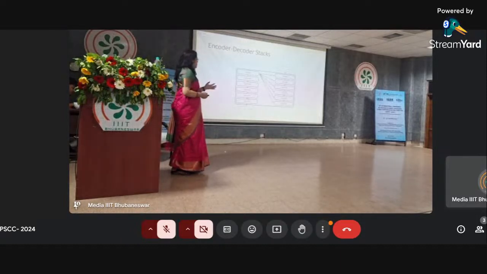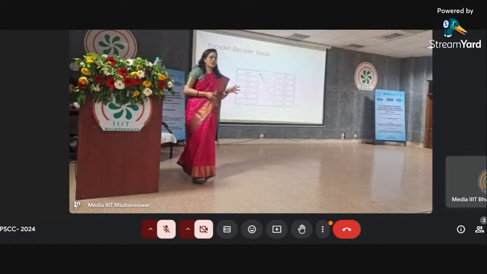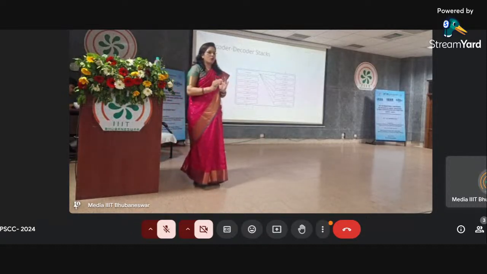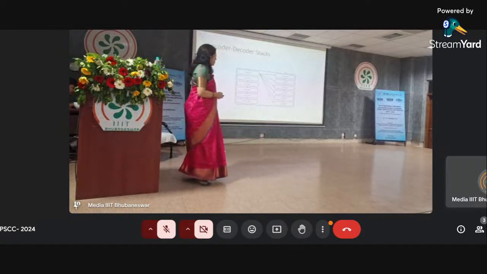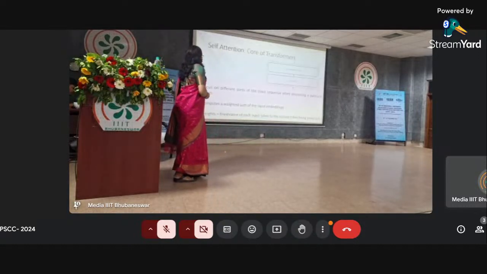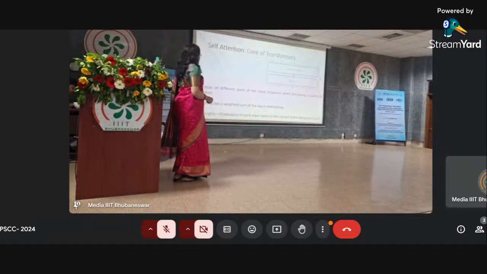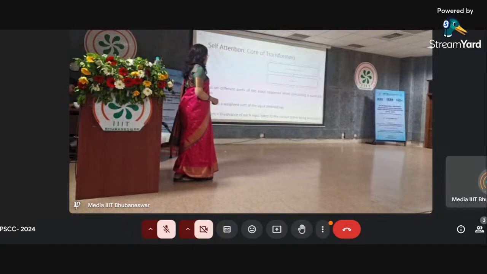I'm quickly browsing through the slides in the interest of time, and I'll zoom in on only one component, which actually makes them special. That is the attention. What is the self-attention layer? That's what I'm going to zoom in on. In the encoder part, we have two blocks: one is the self-attention, and the second is the feed-forward network.